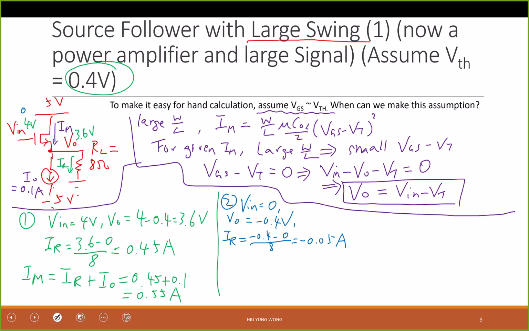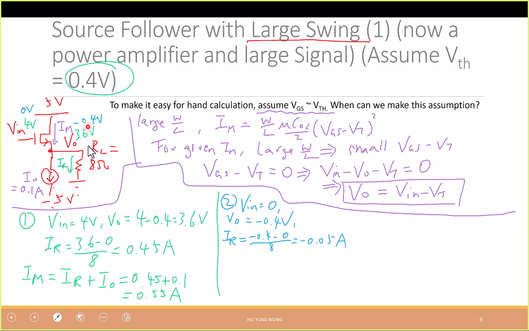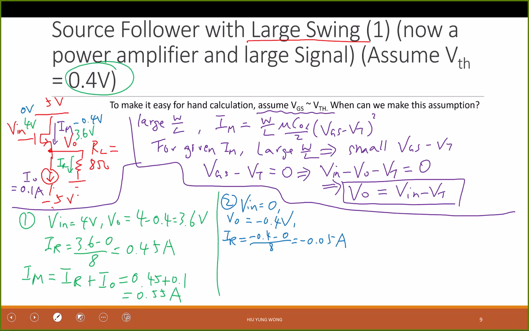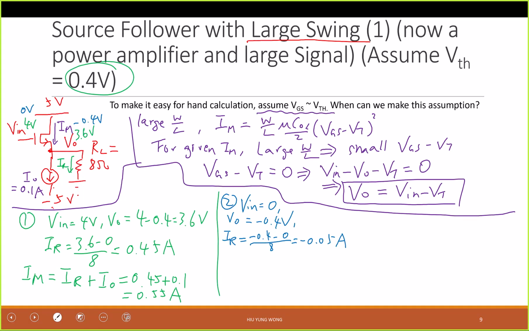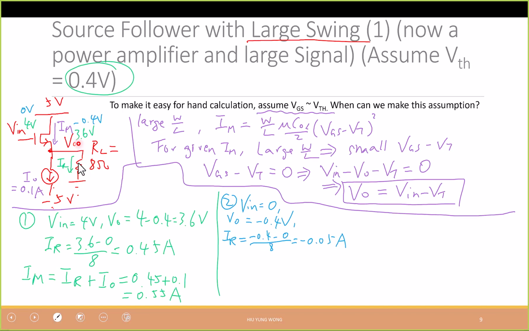It means it's going up, which makes sense because now this is 0 volt, and this becomes negative 0.4 volt. Then of course the current will go up, right? So don't get confused. It is normal. Everything works well. Nothing's wrong. So the current goes up.